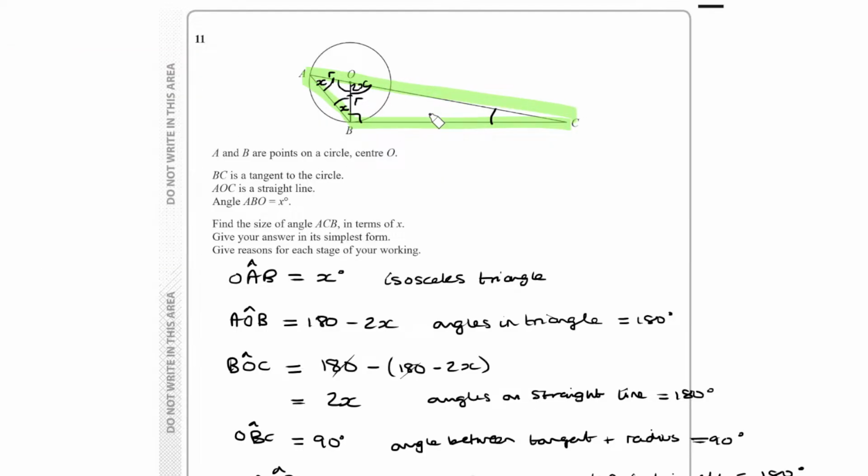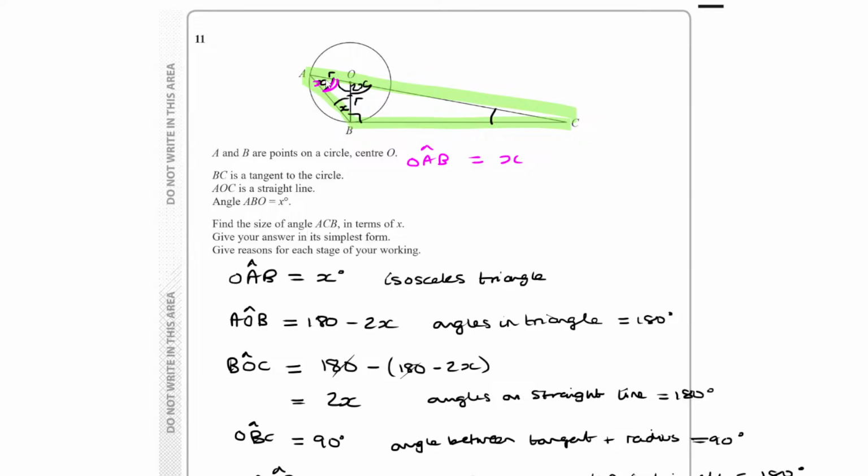So you'd say the same. You'd say that this angle is x, right? So you say it's kind of the same, but skips out the middle bit of this straight line, basically. BAO, or what did I call it? I called it OAB before. Same thing, right? OAB, you'd still say that's x because of the isosceles triangle. So that's this one here.